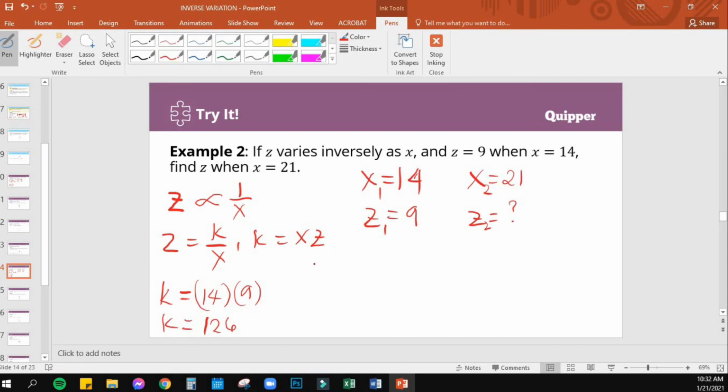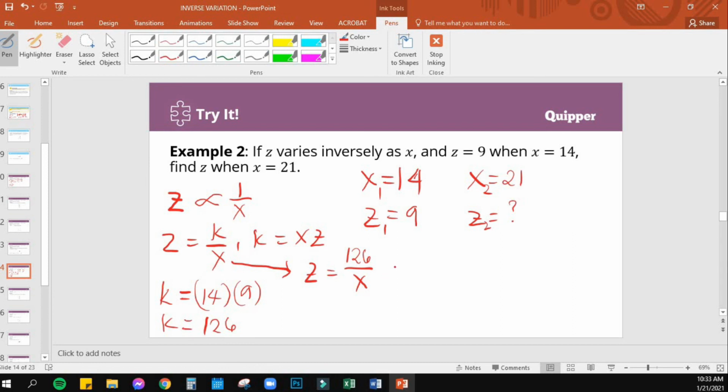Now, so let us formulate the equation using the z is equal to k over x. So the equation is z is equal to, what is k? k is 126 over x. Yan. After finding the equation, we can now find the unknown variable, which is the z sub 2. Okay, hahanapin na natin yung nawawala. Using this equation, z is equal to 126 over x.